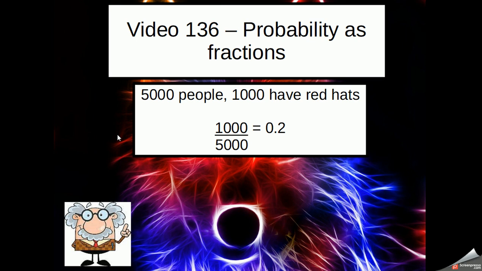And we can convert that to a fraction with 1,000 over 5,000 and then simplify it to 1 over 5. So in fraction form, the probability of choosing a person with a red hat would be 1/5, or we can then convert it to decimal, dividing 1 by 5 and getting 0.2. So that's how we can work out a fraction form of the probability from data of a given population.